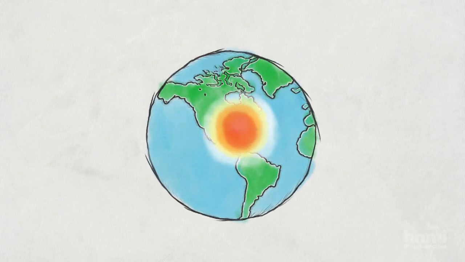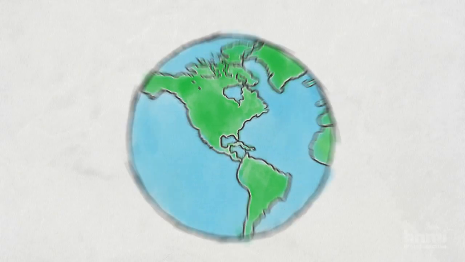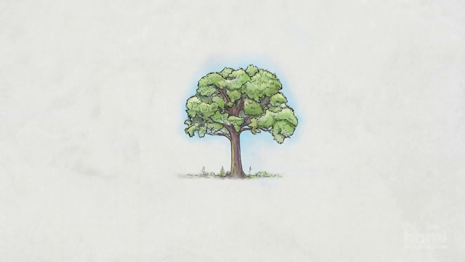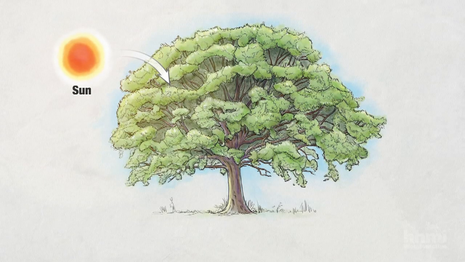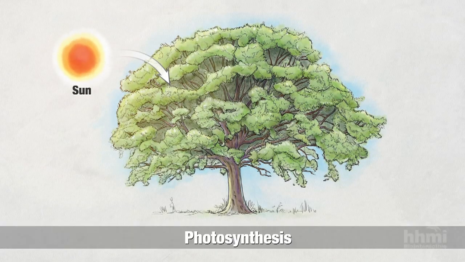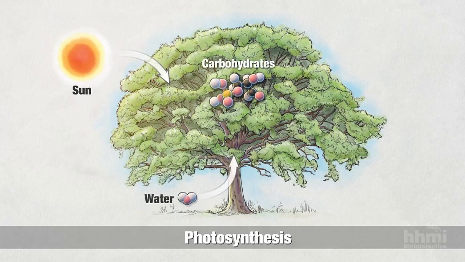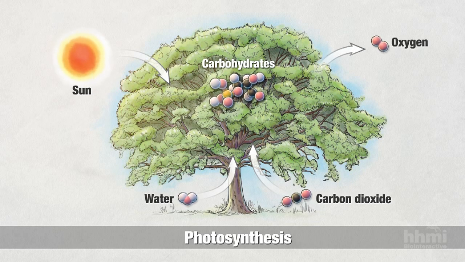Almost all life on Earth is solar-powered. Plants, algae, and some bacteria capture light energy from the sun and convert it to chemical energy in a series of reactions called photosynthesis. These organisms produce carbohydrates from simple building blocks like water and carbon dioxide from the environment, and in the process, they release oxygen. Photosynthesis nourishes almost the entire living world.